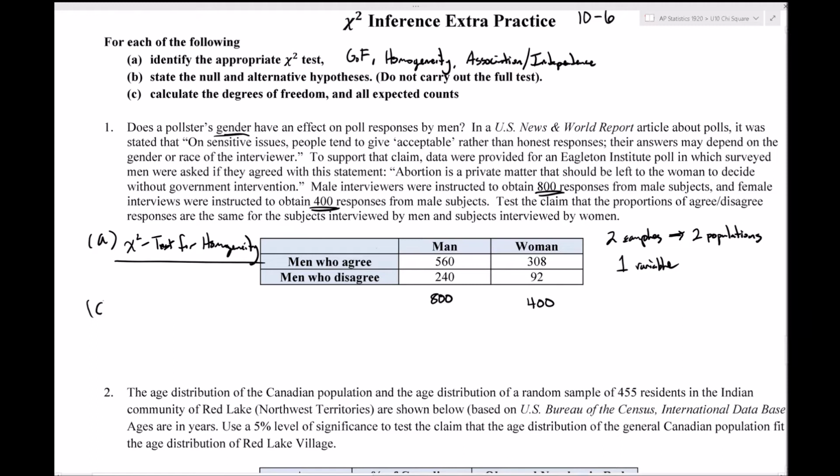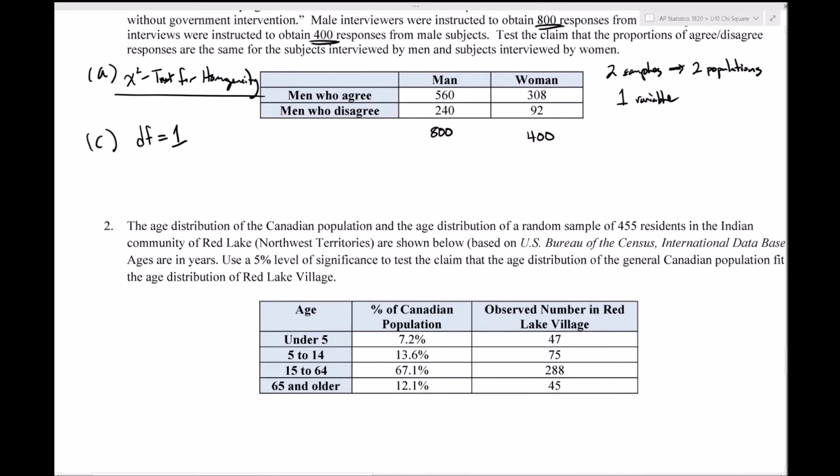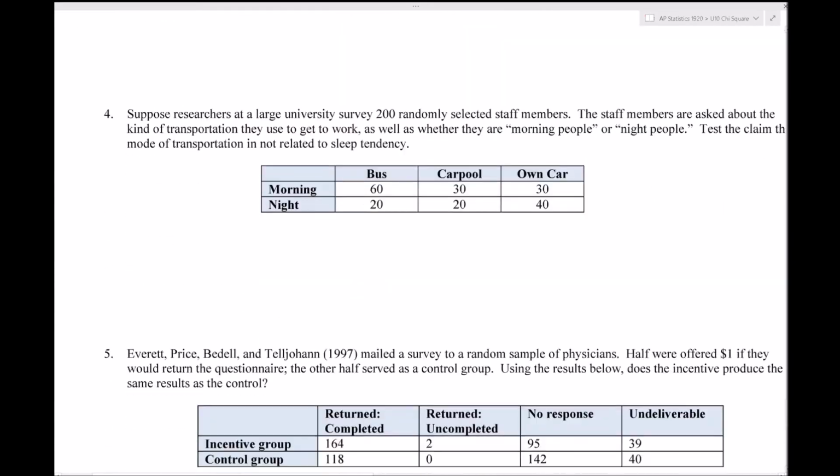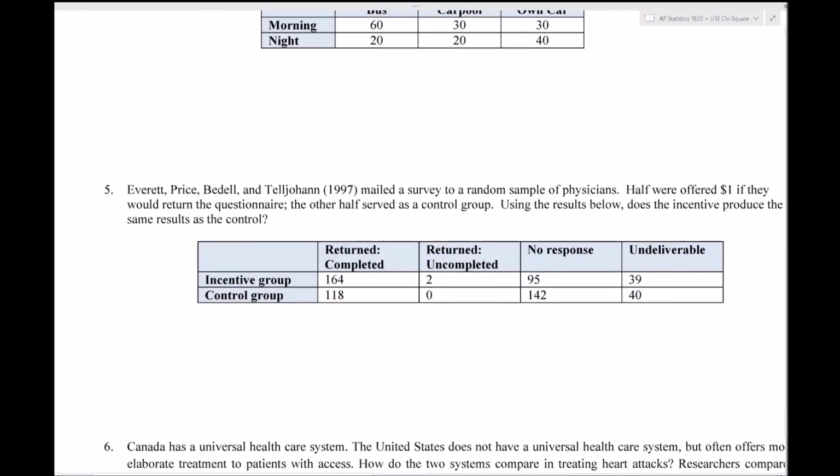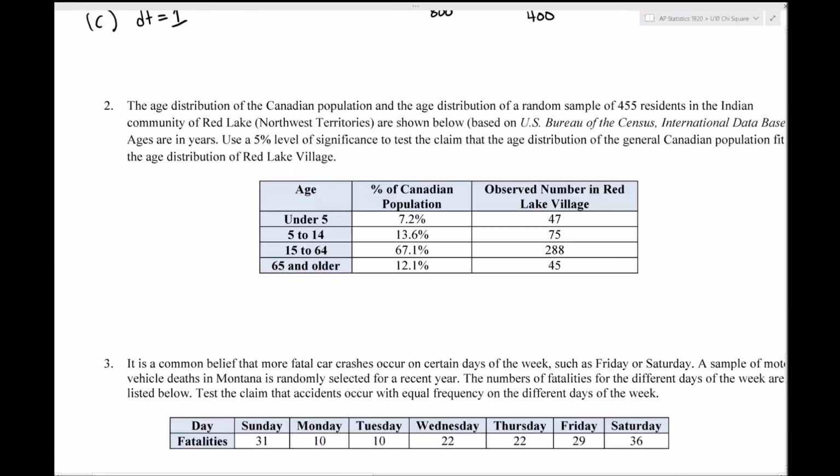Letter C, degrees of freedom. In this case, you should be able to see that degrees of freedom is equal to 1. It's a 2 by 2 matrix. You subtract 1 for each of those numbers. So 2 minus 1 times 2 minus 1, 1 times 1 is 1. Should be that simple. And that's really all I want to concentrate on today. So we're just going to read a bunch of these and determine what type of test these are and then calculate degrees of freedom for each of these. So we'll look at number 2.